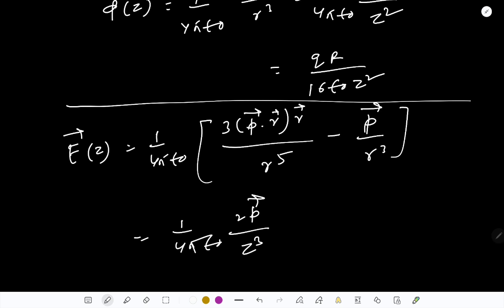The unit vector along the z axis is k, and like this you will get your result. So after calculating the dipole moment, you can easily calculate the electric field and potential. Try to calculate them.